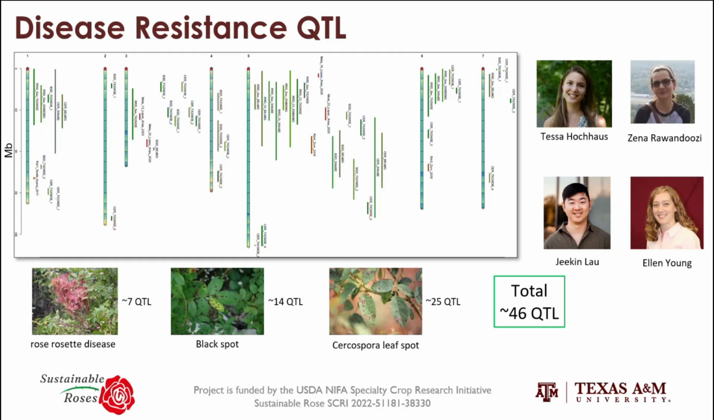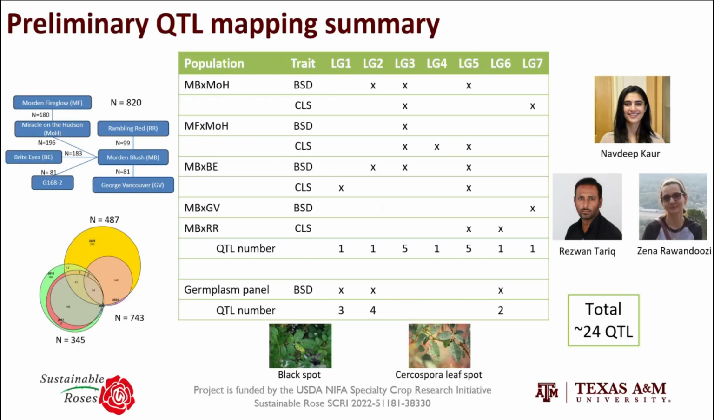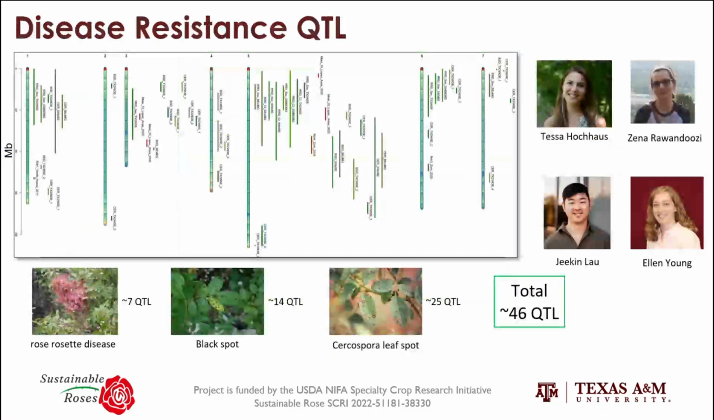So maybe these 46 QTL are not all that different, or they may be different from the ones that we have recently found. So we could say maybe we're up to 60-something QTL, if that's the way you want to look at it. Maybe some are the same, maybe they're not. In any case, the picture here is that the resistance to these diseases is complex.